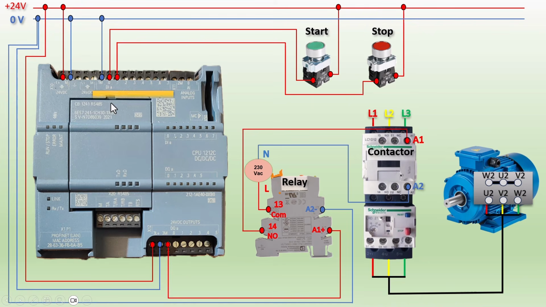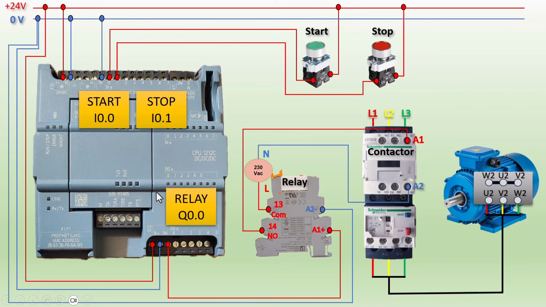For inputs, we use the letter I, and for outputs, Q. For example, an input can have the address I0.0. The next input can have the address I0.1. The same principle applies to outputs. For example, an output can have the address Q0.0. But what do the 0 and .0 actually mean?